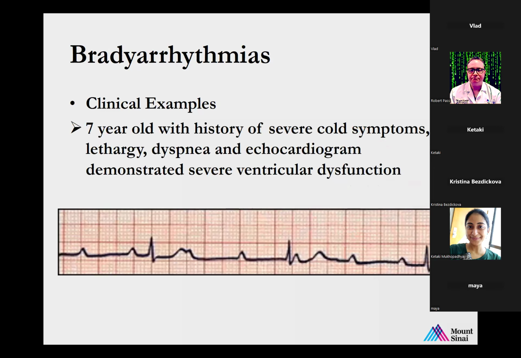So this is just an example of somebody, a 7-year-old with a history of cold symptoms, lethargy, and dyspnea, and the echo showing severe dysfunction. What we're seeing here is lots and lots of P waves, but we notice that the R to R interval on the QRS is not changing. And so this would be an example of complete heart block. In the differential diagnosis would be, for example, somebody who had viral myocarditis.